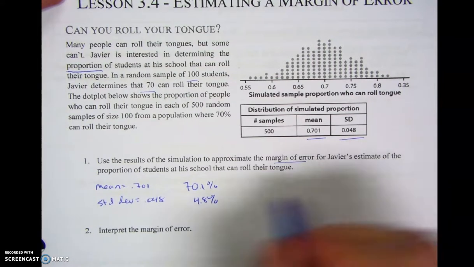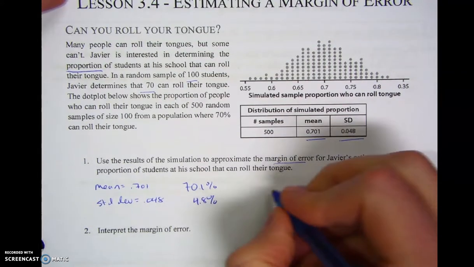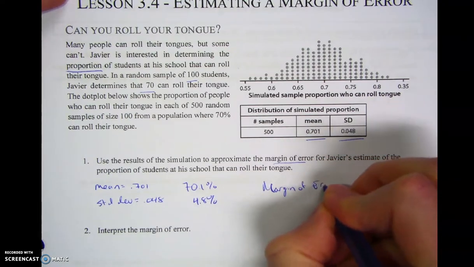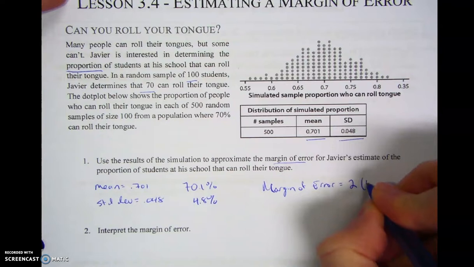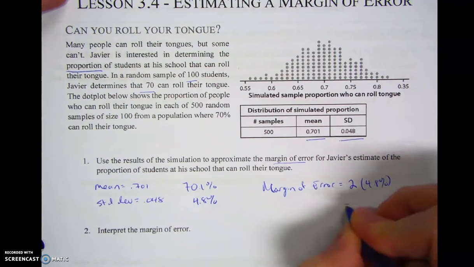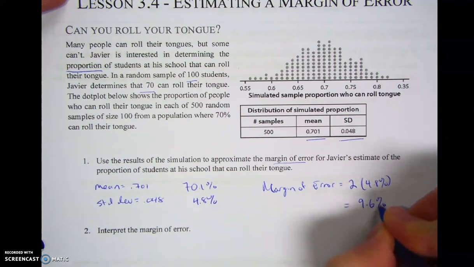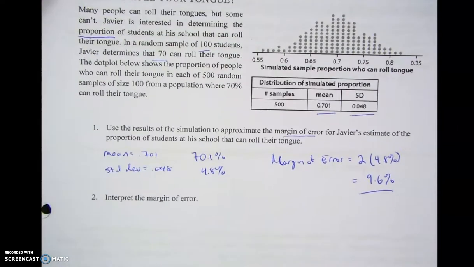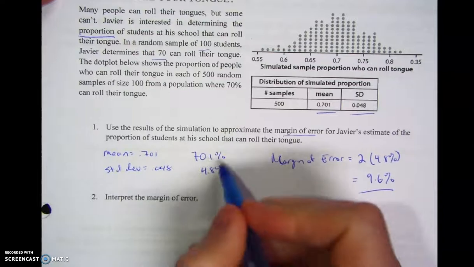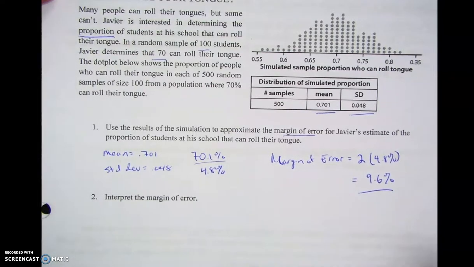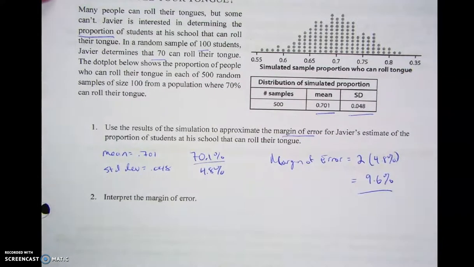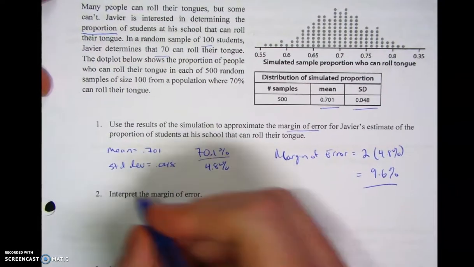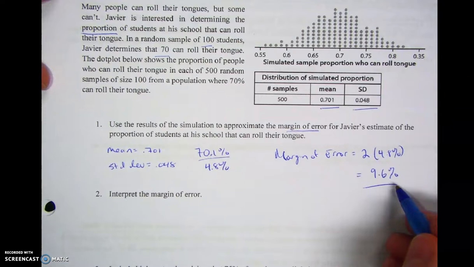And so we know here, margin of error is always standard deviation times 2. So margin of error here is going to be 2 times 4.8% is 9.6%. Interpret that margin of error. So now we go back, and here's where the mean really comes in handy here. The mean was our estimate. We're estimating that 70.1% of students can roll their tongue. So that's what we expect. This is how close we expect to be.